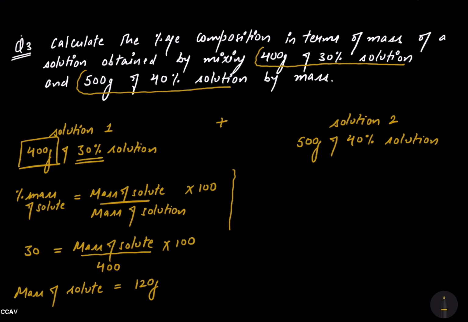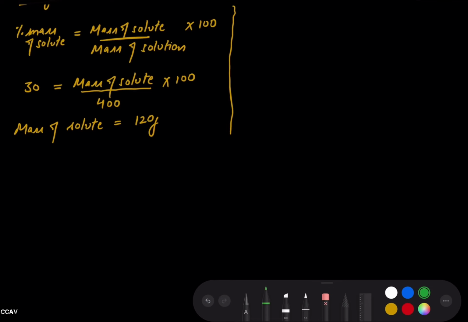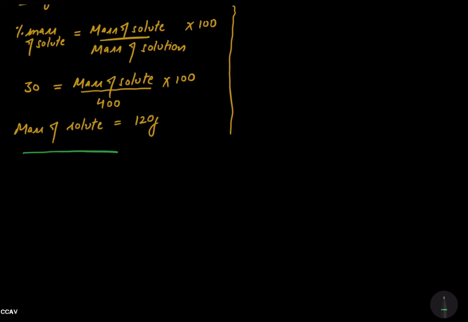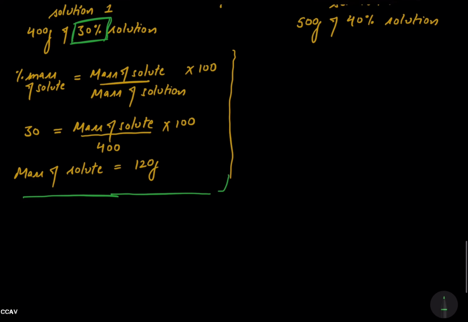We can solve it in one more way. That will be the more practical and the easy way. Let us solve it. Now, here the question is saying that we are having 30% solution. So now let's talk about it. What does 30% stand for? 30% stands for 30 gram of solute in 100 gram solution.